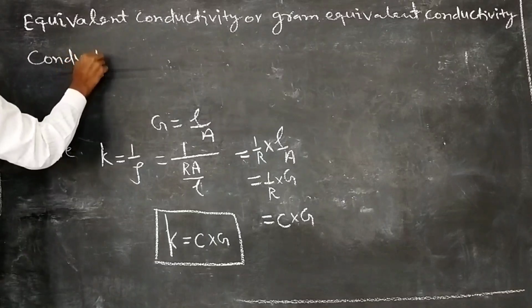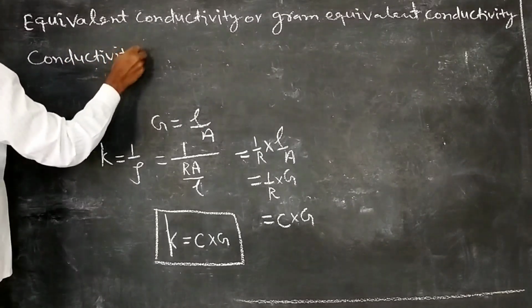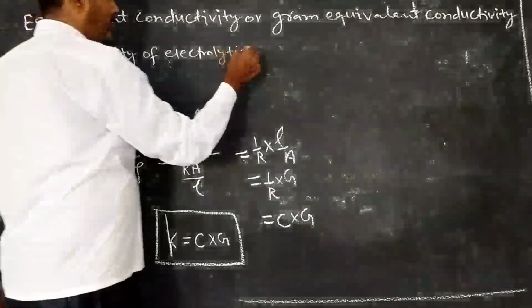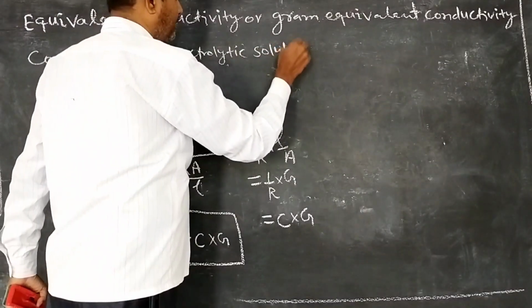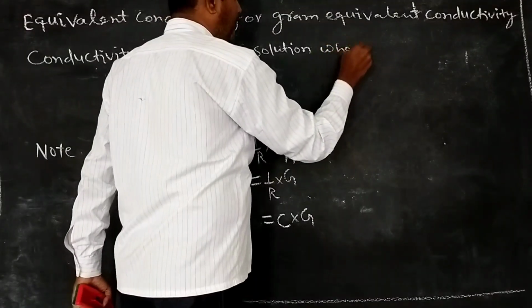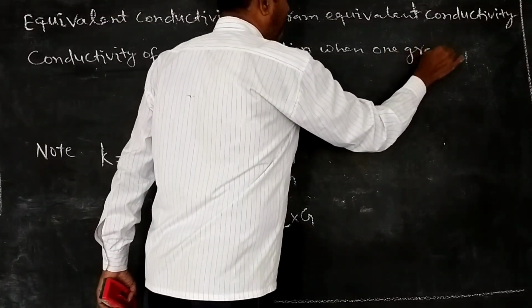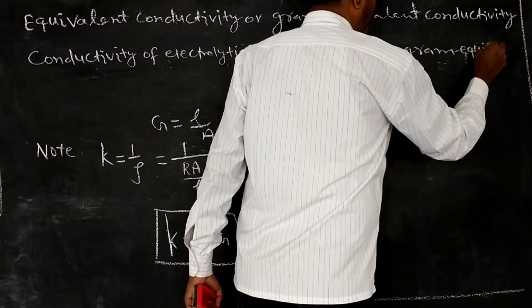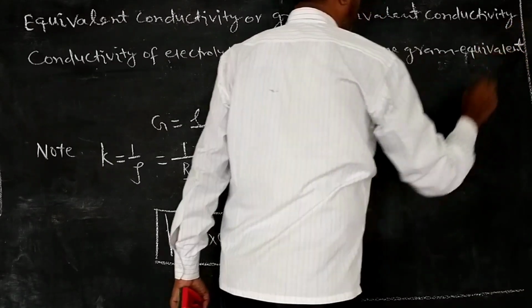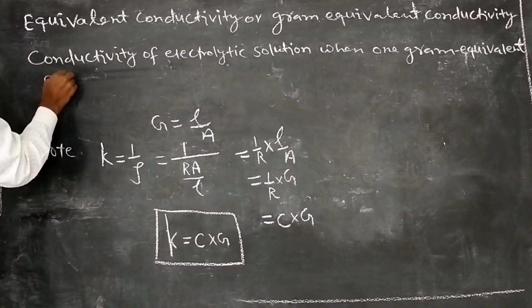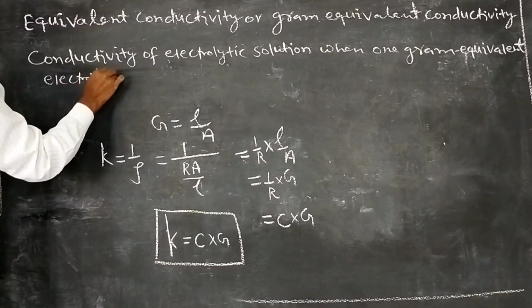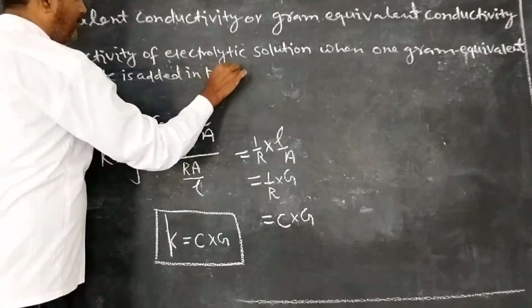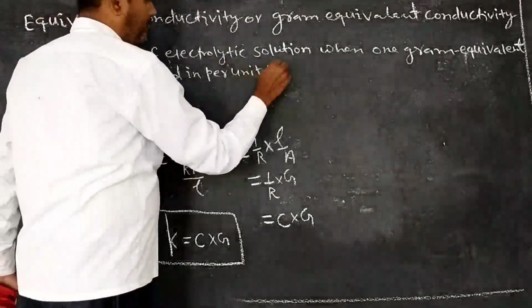Conductivity of an electrolytic solution when 1 gram equivalent of electrolyte, or the respective electrolyte, is added in per unit volume.